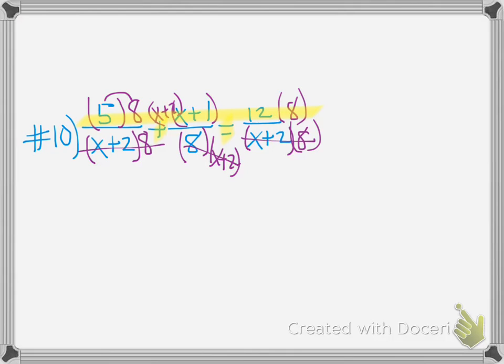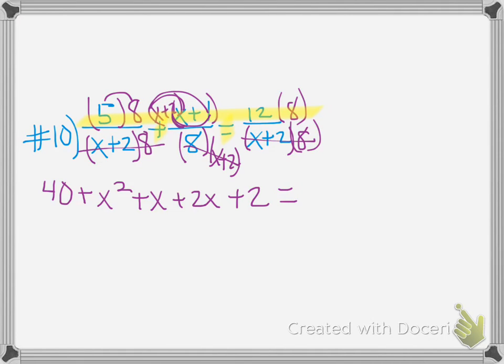So, 5 times 8 is 40. Plus x times x is x squared. X times 1 is 1x. 2 times x is 2x. 2 times 1 is 2. I have the equal sign in the middle. 12 times 8 is 96.